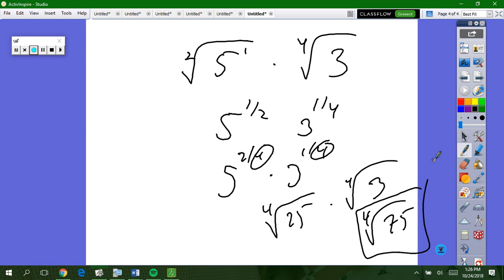What's in 75? 25 times 3, right? What's in 25? 5 and 5. I'm broken down. I got a 5, a 5, and a 3. Do I have a group of 4 anywhere? I don't even have 4 things. I only have 3 things to use. Right? If you can, yes, because that's simplification.